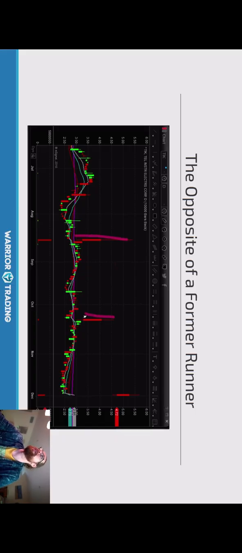So I saw that a little bit on this stock, pops up and sells off, pops up and sells off. So this, I would say, is the opposite of a former runner. It's a former failure. It's a former dropper. It's a former stock that every time it pops up, it fades. And it's so predictable at this point that I don't want to trade it. I would really have no interest in it because every time it pops up, it fades.